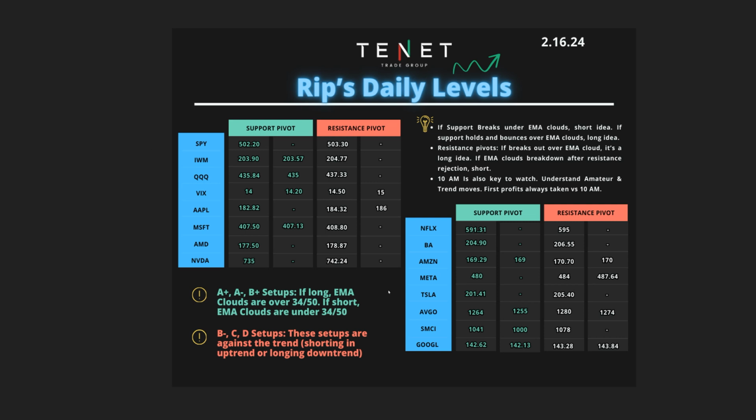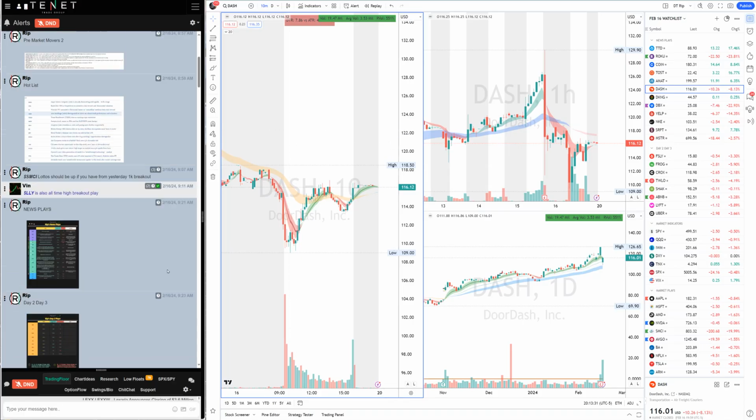If you just take this for example, SMCI pivot 1000, support 1041. Once those were gone, it's a short, if you follow the rules. So this is how these levels work. You can pause it and see, and we do this every day. So I create these levels every day for my community.